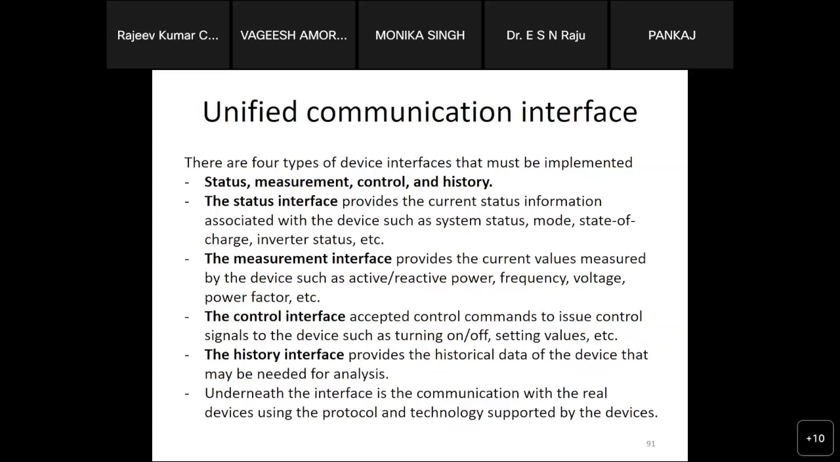Likewise, we have to bring all these things onto one real device using the protocol and technology supported by the devices. We have to bring one single interface that can communicate with all the devices, with the different protocols as well as the different technologies that can be supported by the device.